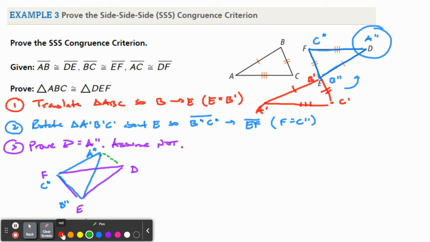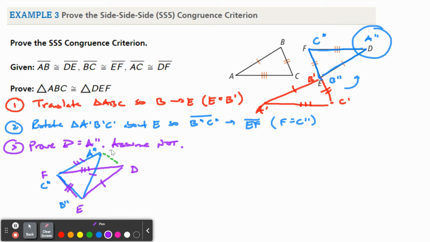So from the original picture, I'll do it in purple. So DE and A double prime, B double prime would be marked congruent. B double prime, C double prime, and EF would be marked congruent. And then A double prime, C double prime, and FD would be marked congruent, right? That's the original drawings here.